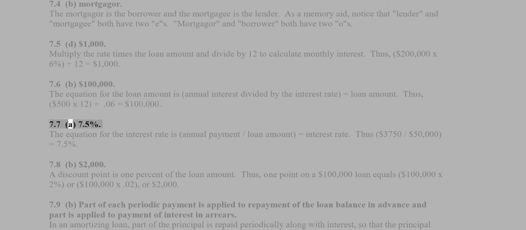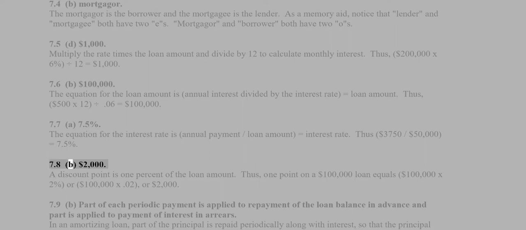7.7 a. 7.5%. The equation for the interest rate is, annual payment / loan amount, equals interest rate. Thus, $3,750 / $50,000, equals 7.5%.